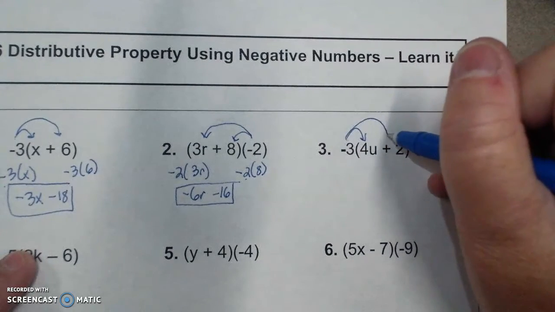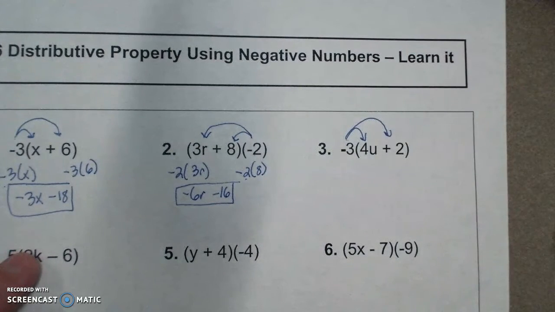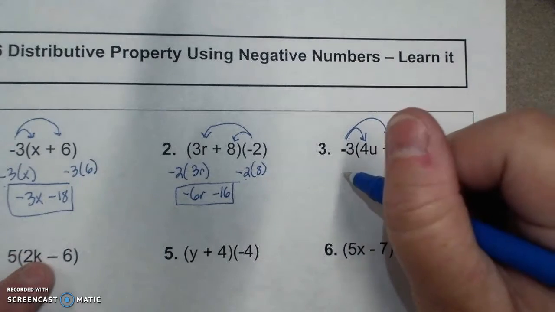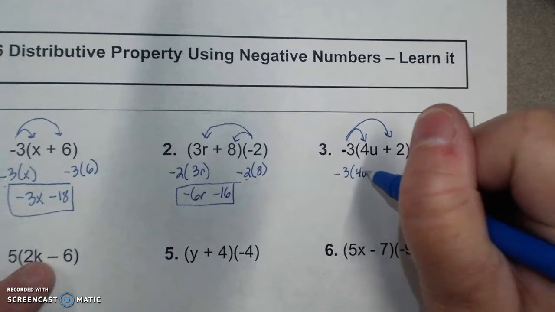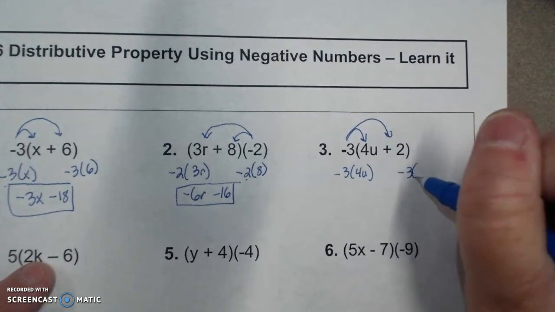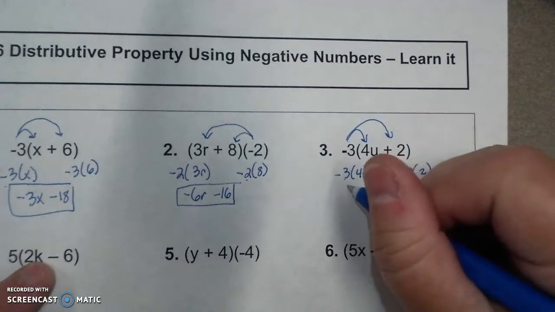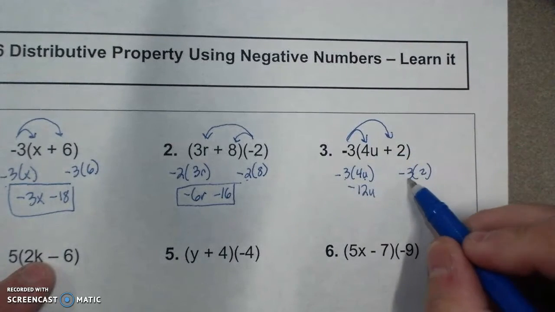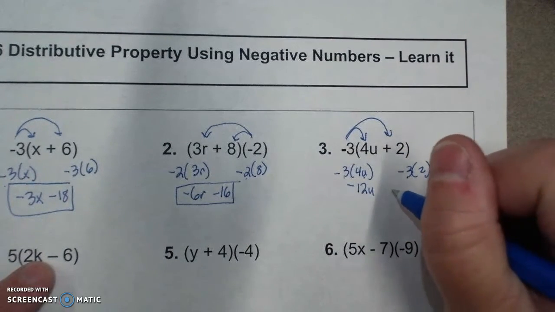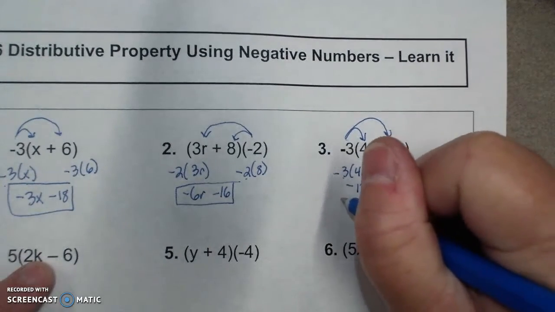-3 is being distributed to the 4u and to the 2. -3 is distributed to the 4u. -3 is distributed to the 2. -3 times 4u is -12u. And -3 times 2 is -6.